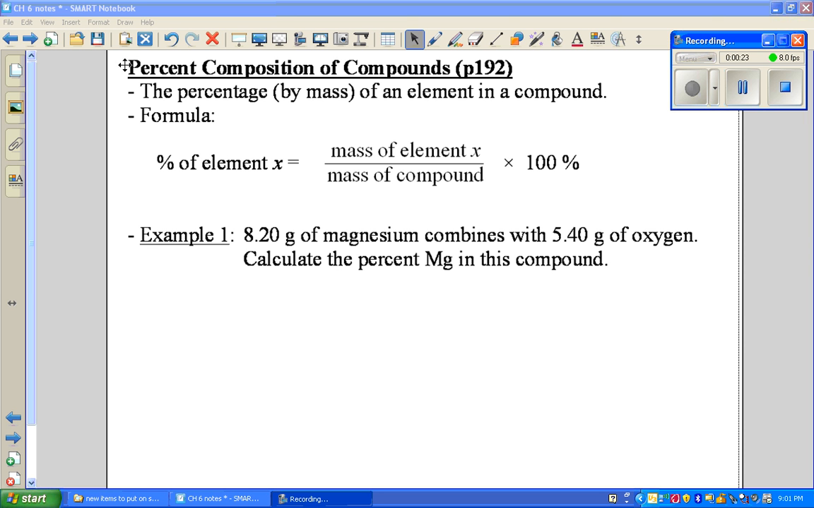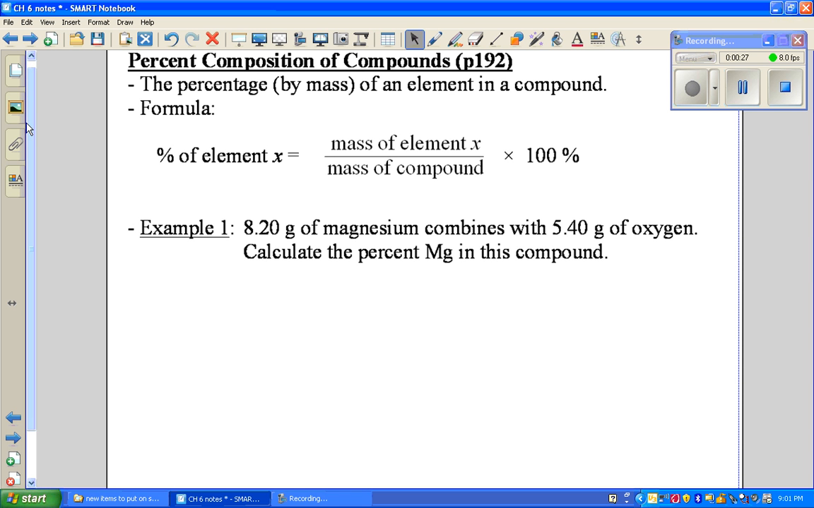We are going to be doing a lab on this, and it's going to be a 3-day lab, more on just the preparation, and then on the third day we'll be taking all the values to show you percent composition in lab 2. So this is the percent by mass of an element in a compound.